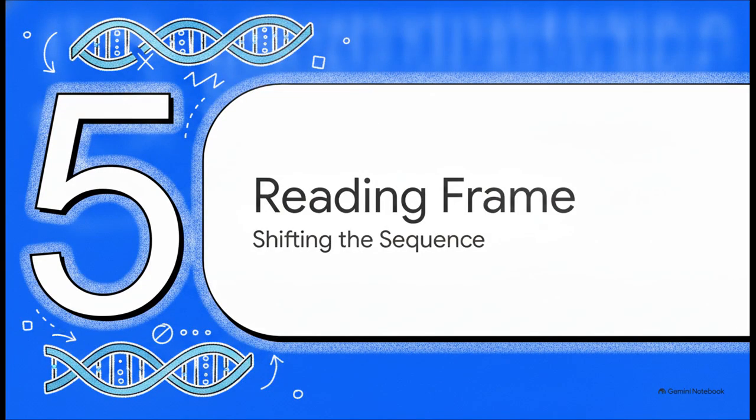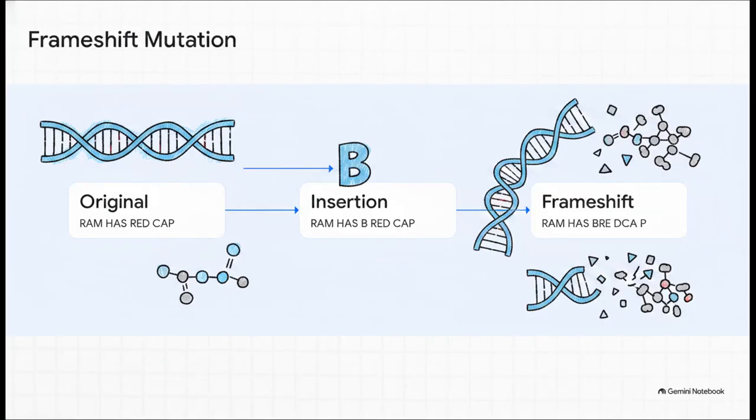Section 5, shifting the reading frame. If you thought a simple letter swap was destructive, watch what happens when we accidentally insert a letter. Let's look at a simple English sentence. Step 1. Ram has red cap. Now, step 2, we insert a rogue letter, B. Because our cells read strictly in triplets without any spaces, it forces the entire reading frame to shift over. So step 3, it now reads, Ram has Bray decap. We haven't just changed a single word, we've completely scrambled the entire rest of the sentence. This is called a frame shift mutation, and it absolutely destroys the resulting protein.